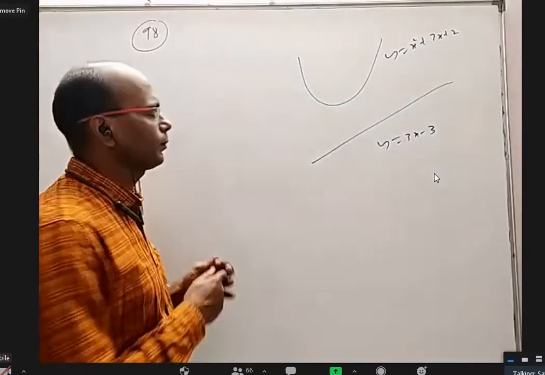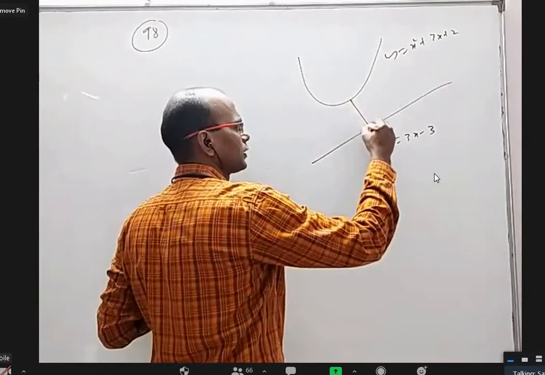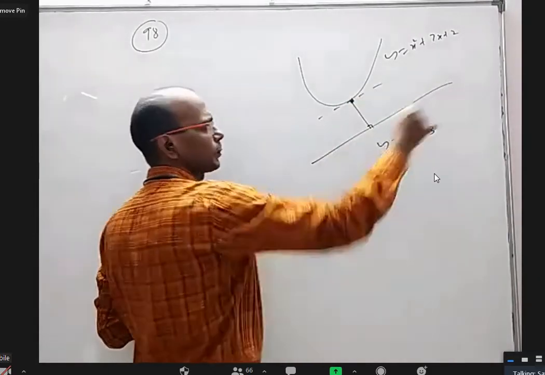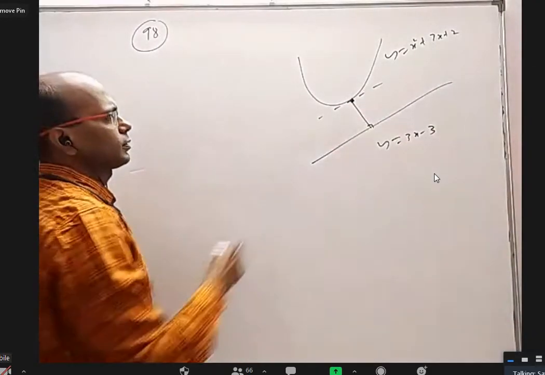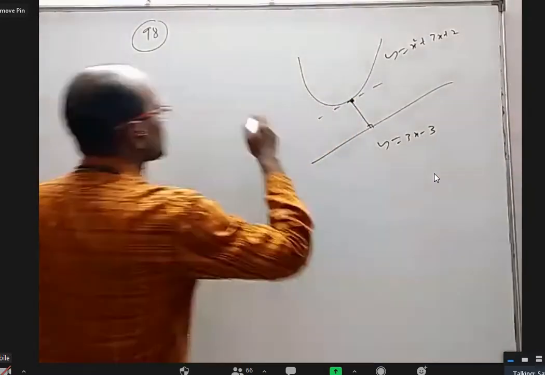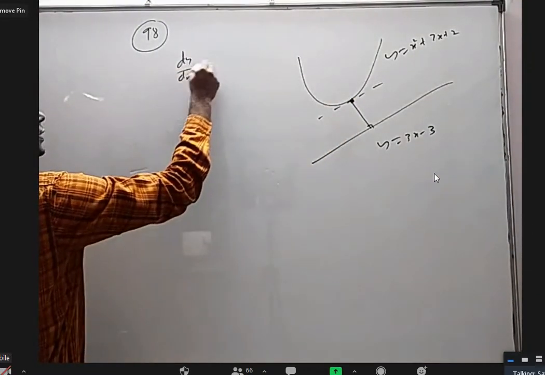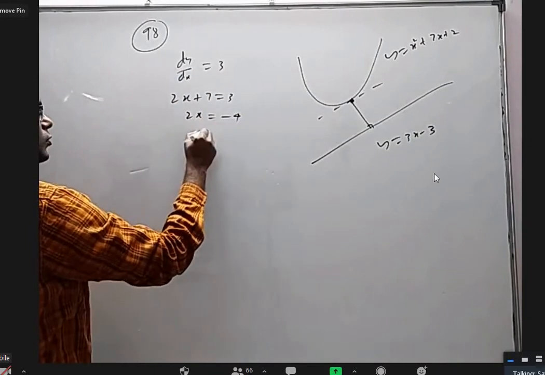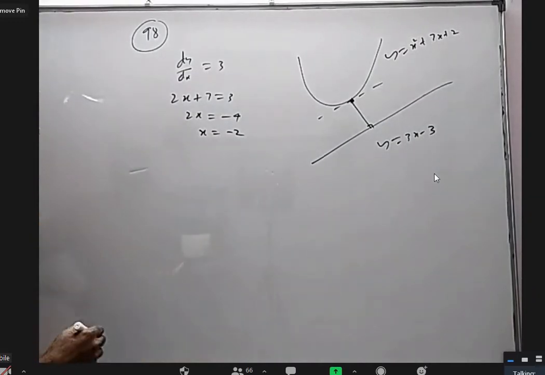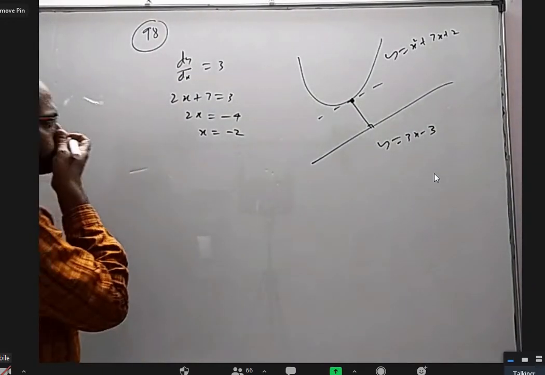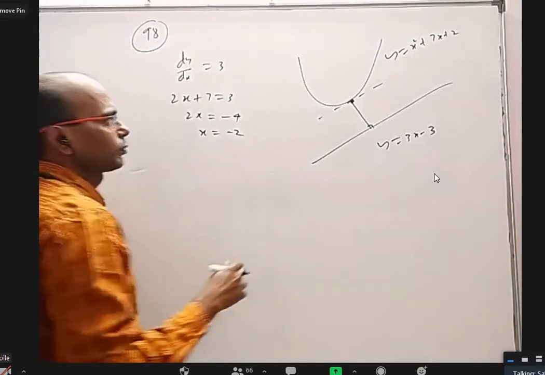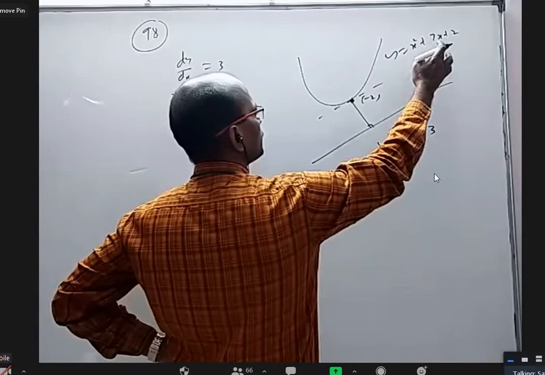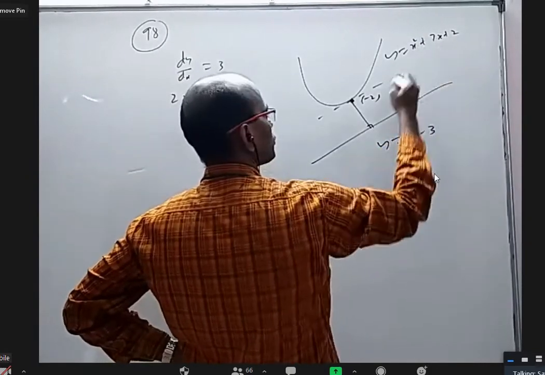We know that. In calculus first year we studied this. So this should be normal to both the curves, which means at this point the tangent should be parallel to this line. So simply the slope is 3, find the derivative and equate it. So dy by dx equal to 3, that is 2x plus 7 equal to 3, 2x equal to minus 4, and x equal to minus 2. Now if you put x equal to minus 2, the y coordinate will come 4 plus 2, 6, minus 14, minus 8.